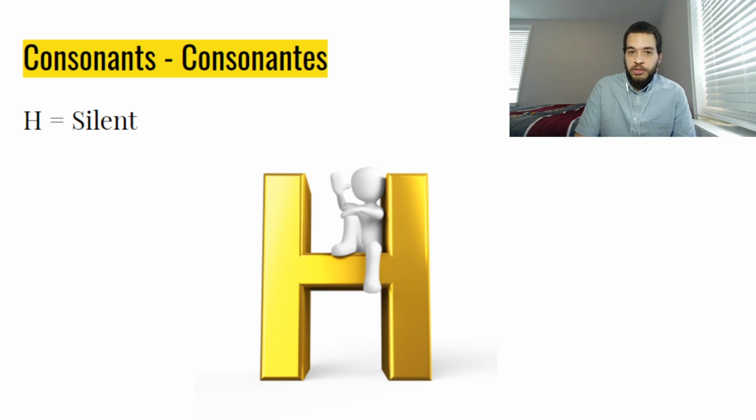If you have an H between two vowels, it's telling you that you need to pronounce those two vowels separately. So for example, if you have A-O, that would be pronounced "ow." But if you have A-H-O, you're pronouncing them more separately, like "a-o."